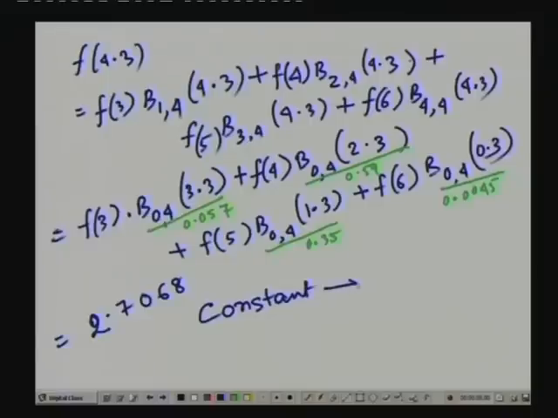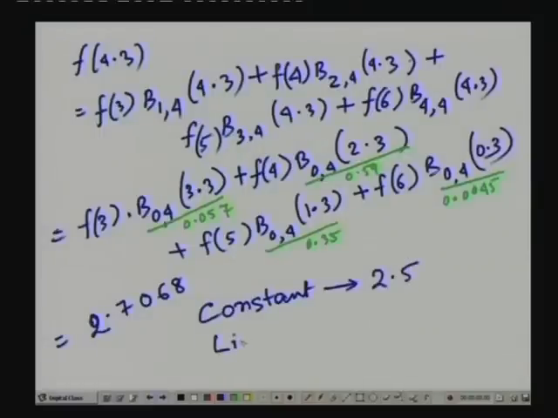nothing but a nearest neighbor interpolation. So, when I try to find the value at f4.3, the point t equal to 4.3 is nearest to point t equal to 4, at which I have a sample value. So, using nearest neighbor or constant interpolation, f4.3 will be simply equal to f4, which in our case is equal to 2.5.